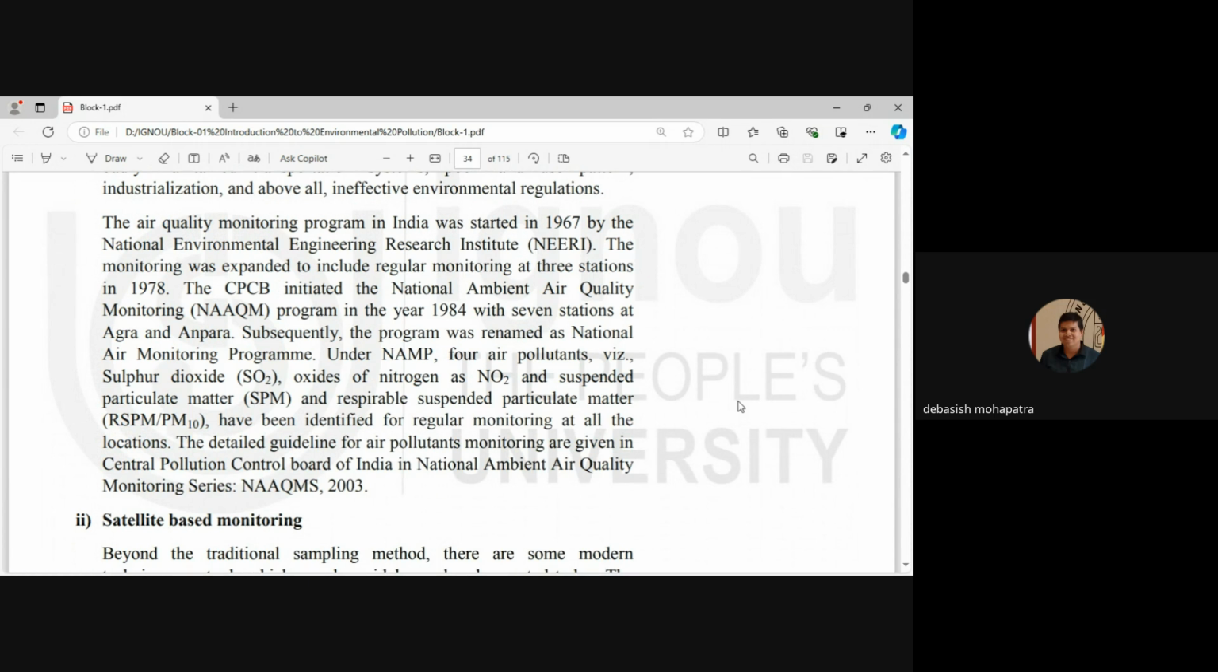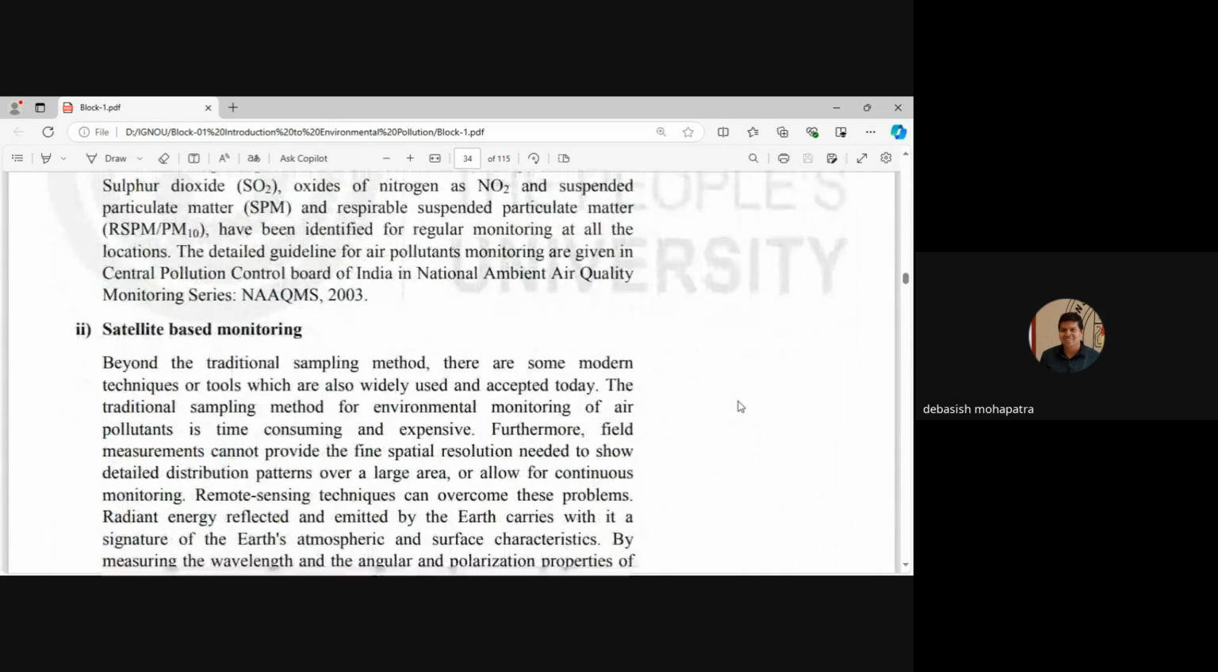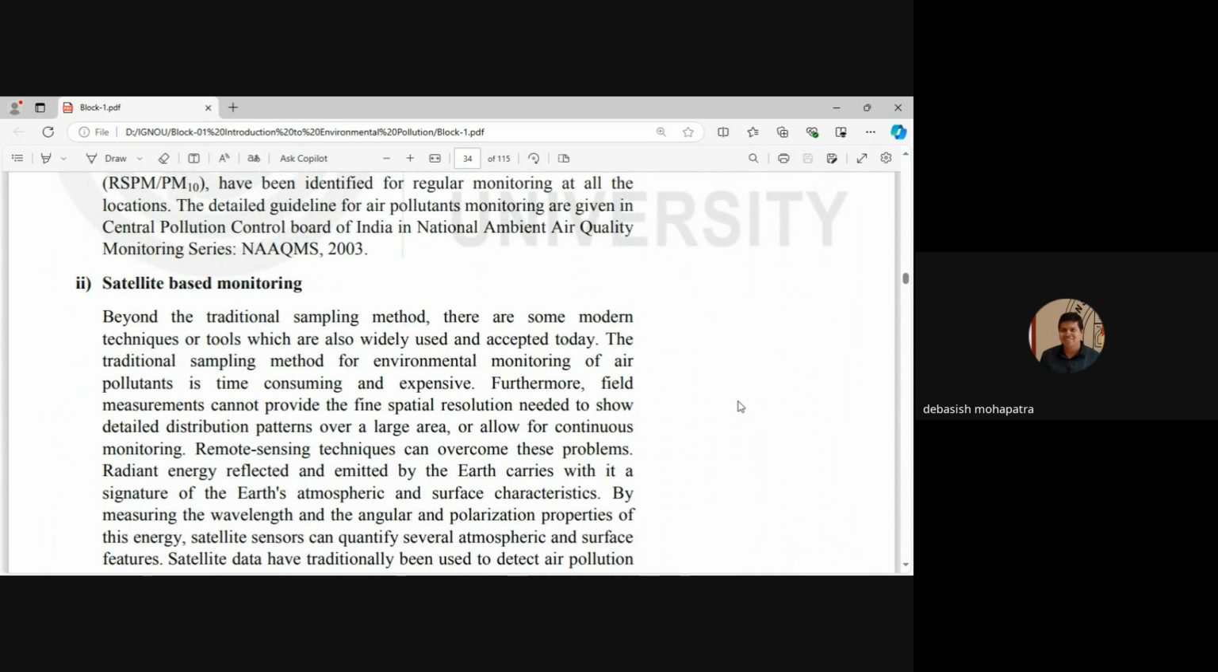Four air pollutants, sulfur dioxide, oxides of nitrogen, suspended particulate matter and respirable suspended particulate matter, have been identified for regular monitoring at all the locations. Detailed guidelines for this air pollution monitoring are given by the Central Pollution Control Board. What things should be monitored, what is the limit for each, all are given. So this is station-based, where we collect the data from different parts of the cities, villages or areas on the earth. Then there is satellite-based monitoring.